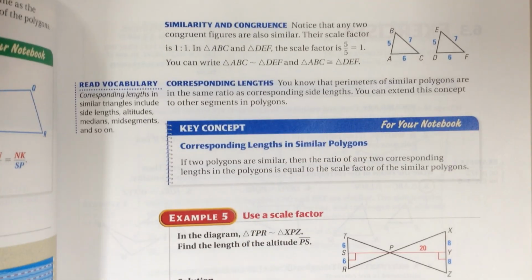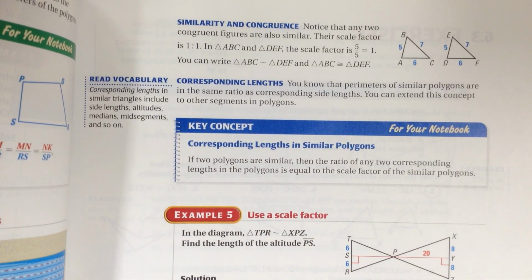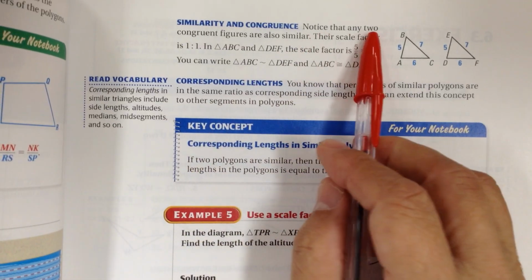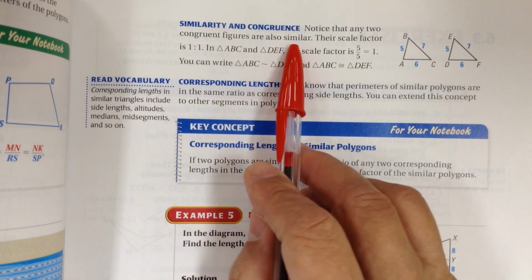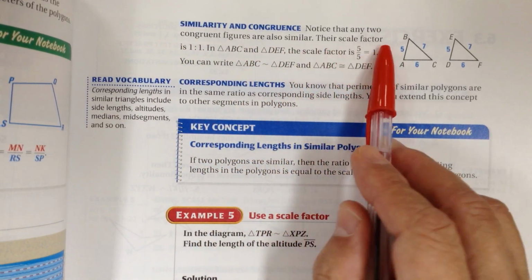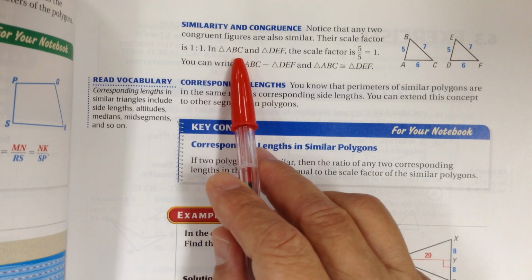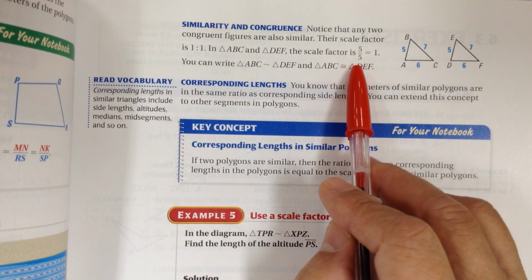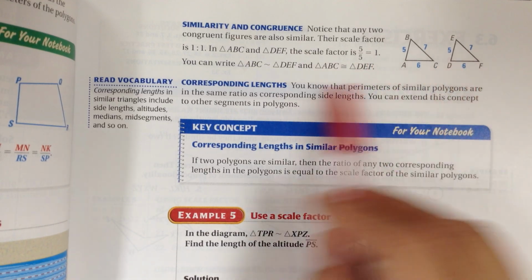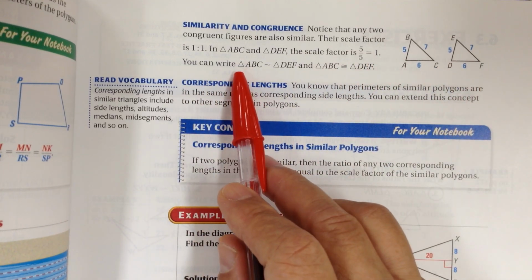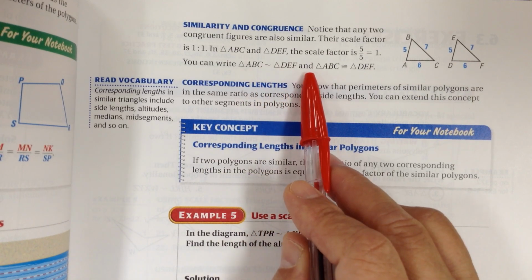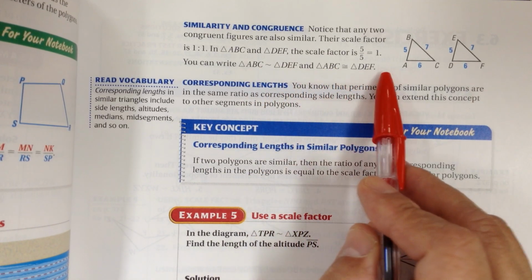Okay, let's go to page 375. Similar and congruent. Notice that any two congruent figures are also similar. Their scale factor is 1 to 1. In triangle ABC and triangle DEF, the scale factor is 5 to 5, equal to 1. So you can write that triangle ABC is similar to triangle DEF, and triangle ABC is congruent to DEF.